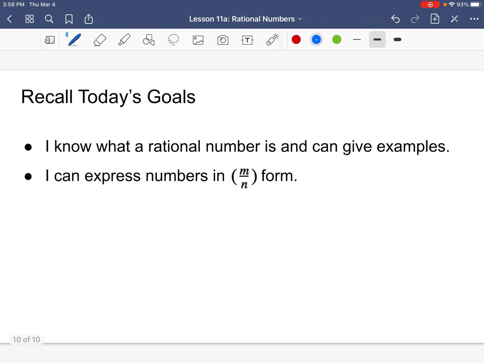So you saw what a rational number is, and you can give examples of it, and you can express fractions such as mixed numbers and decimals in fraction form, in m/n form. And that's the end of today's lesson.